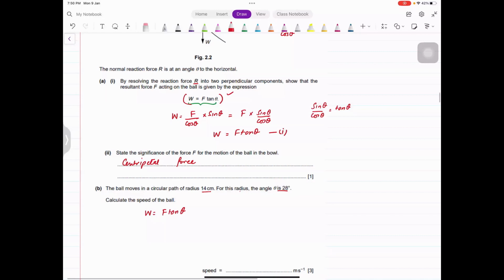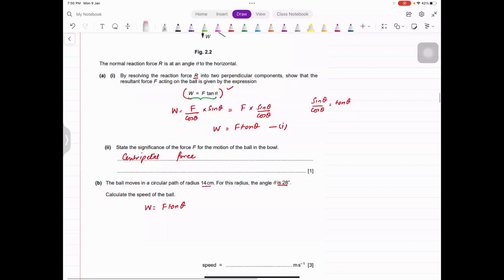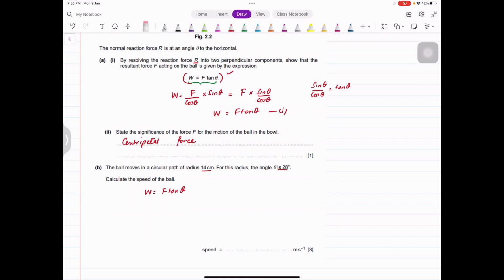Now, W is equal to mg, right? F is equal to mv square over r. Now, why am I using mv square over r and why not mr omega square? Because they're asking about the speed, not angular speed. So mv square over r equals mg tan theta. The mass cancels out. g is 9.81, v is what we need to find, the radius is 0.14, I changed it into meters, and tan of 28.